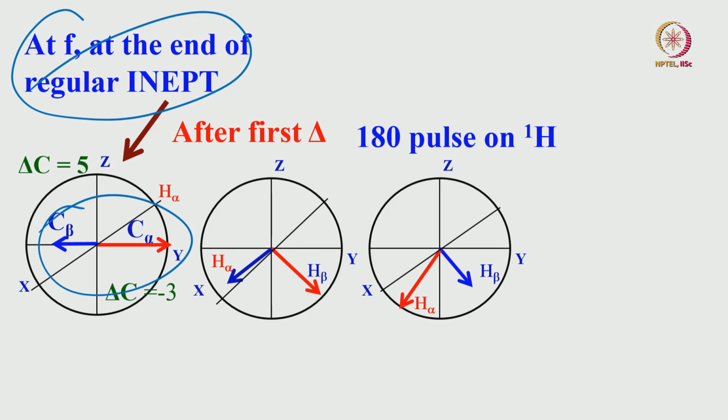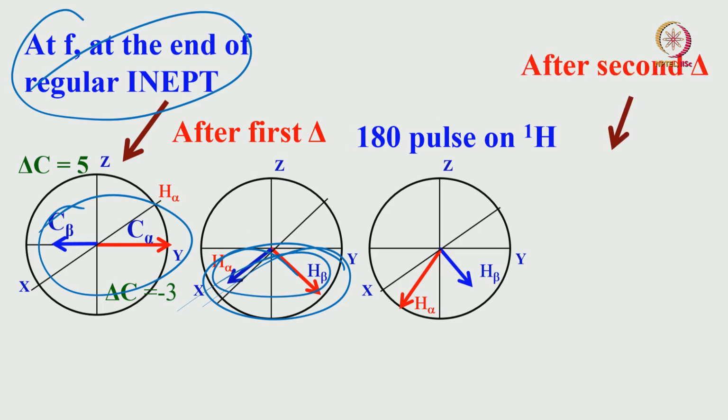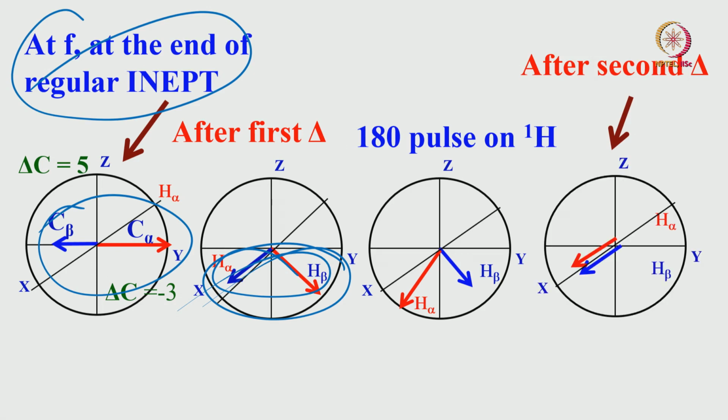After the first delay, they started evolving like this. Fast and slow moving components are moved by some angle for some delay. You apply a 180 pulse now. What is going to happen? The H alpha and H beta labels get interchanged. And after the second delay, they will move and then come back and get refocused along the plus x axis.